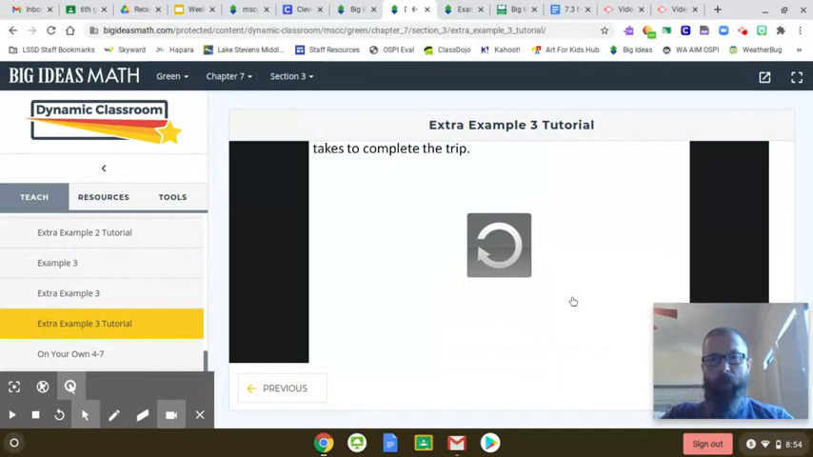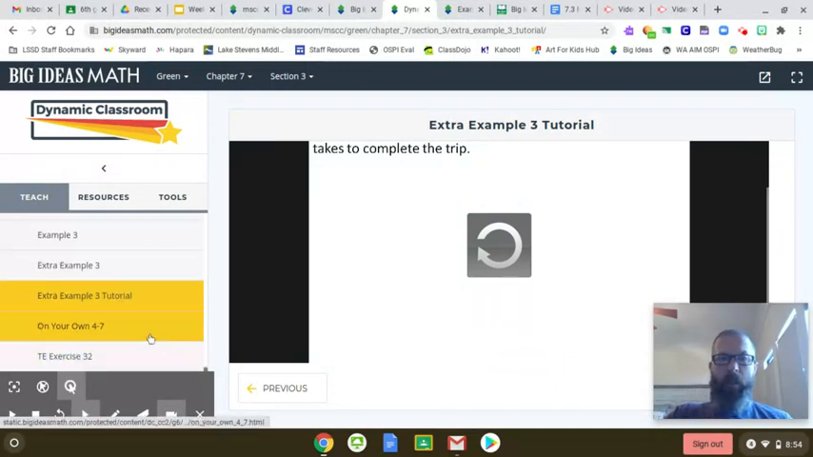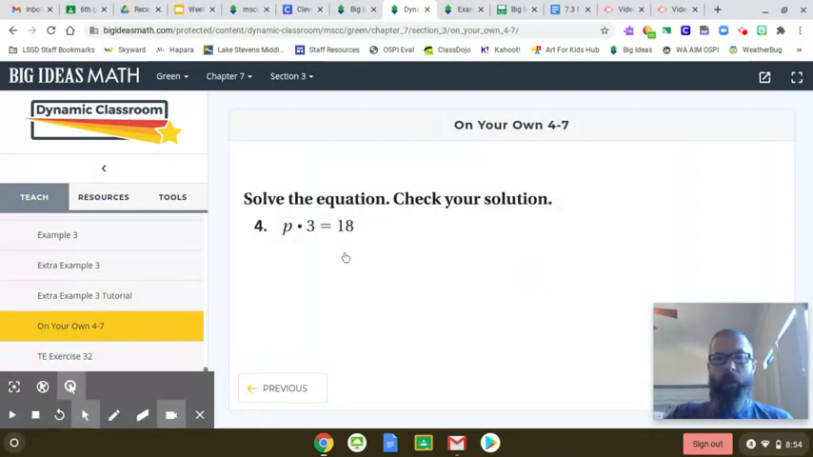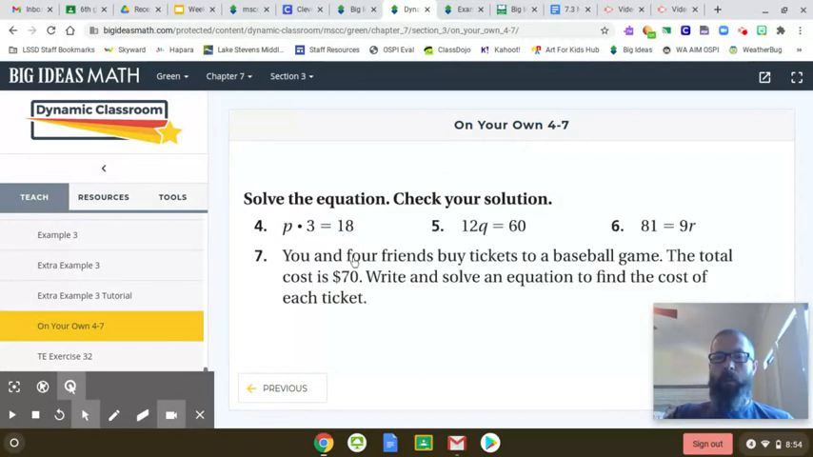That one went really fast. So let's try a couple all together. P times 3 equals 18. So the opposite of multiplication is division. So I'm going to divide both sides by 3. That leaves me with P equals 18 divided by 3, which would be 6.